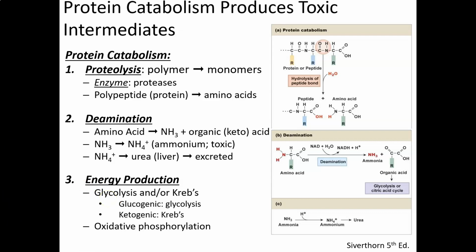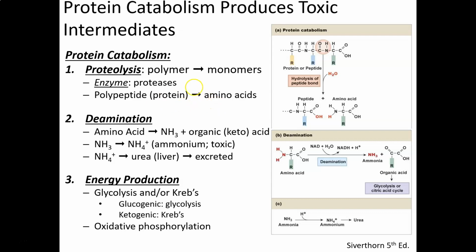So for protein catabolism, breaking down proteins and using them for energy, we can't directly use proteins for energy, so we have to do a couple things to them first. The first step to breaking a protein down is proteolysis: protein, lysis, break apart. Basically we need to break the protein into monomers. The enzymes are called proteases. And what we do is we take the polypeptide, this protein, and break it down into amino acids. Now, certain amino acids are ketogenic and certain amino acids are glucogenic. And we'll talk a little more about that in a minute.